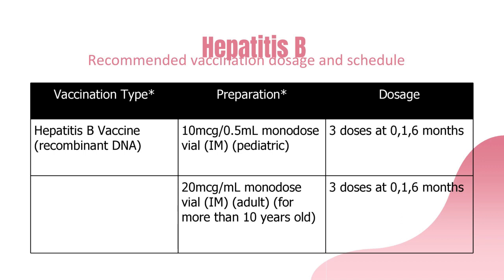In this table, we have the recommended vaccination dosage and schedule. We can see that 3 doses of hepatitis B vaccine are to be given in a 10 microgram or 0.5 ml monodose vial for infants, children, and adolescents at 0, 1, and 6 months. For those more than 10 years old or adults, 3 doses of hepatitis B vaccine are to be given in a 20 microgram or 1 ml monodose vial at 0, 1, and 6 months.